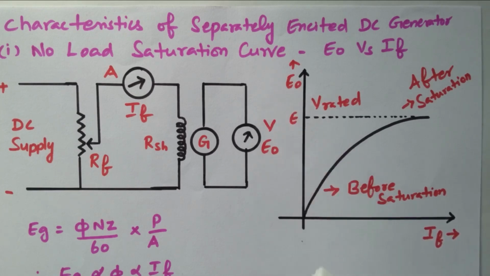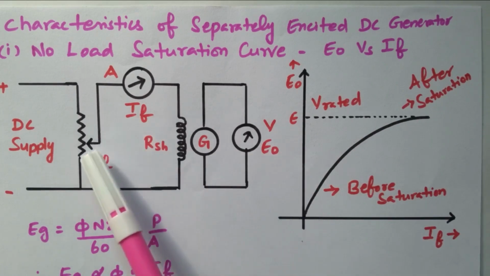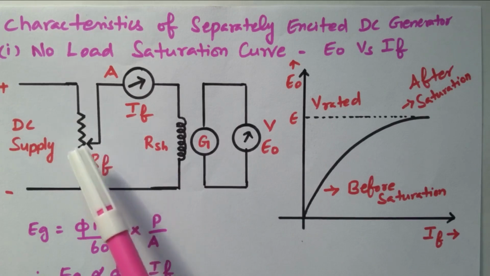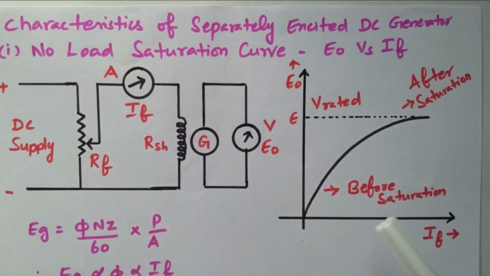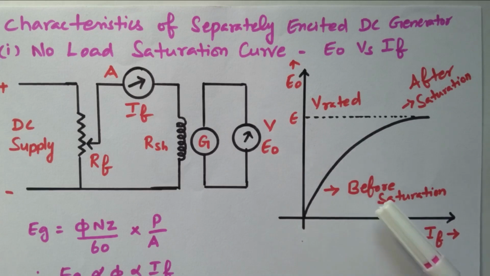From this graph it is clearly understood that when the field current increases, the no load voltage also keeps on increasing. It slowly increases, right? So we are taking the reading of IF and E0 for various values by adjusting this rheostat. From those values the graph is drawn. It is clear that when the field current increases, the no load EMF also increases. So here we have two regions, before saturation and after saturation.